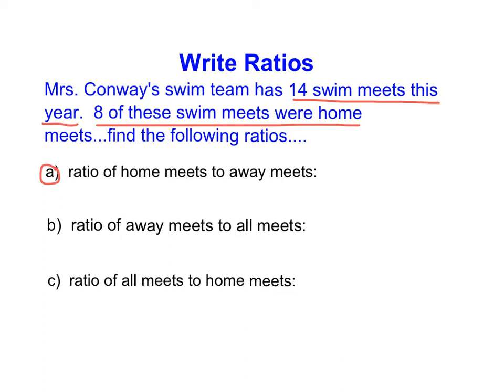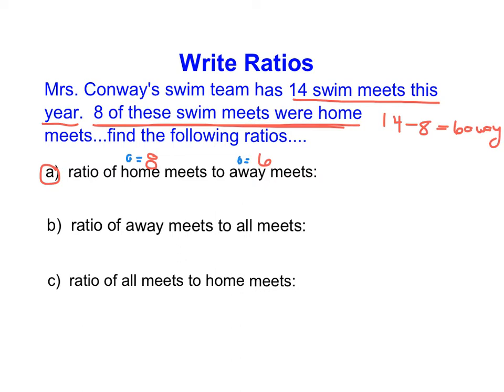So when I look here, I can see that 8 of these swim meets were home. So I know that there are 8 home meets. And then the away meets. Well, it doesn't tell me how many away meets there are, but it tells me there are 14 total meets, and there are 8 home, which means that there have to be 6 away meets. So we have 6 away meets. Now here, what you need to note is that the order does in fact matter. So the 8 has to be equal to your A value, because that's first. And the 6 has to be equal to your B value, because that's second.